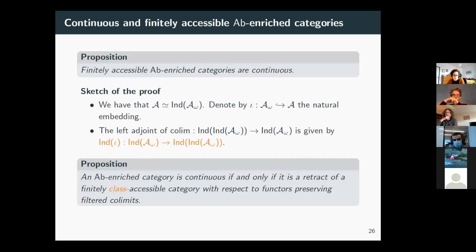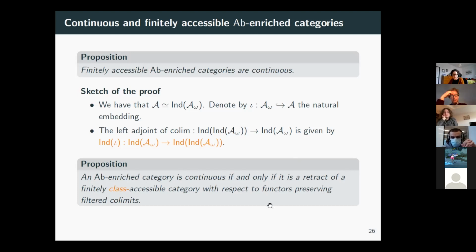And this is a first step to prove the following proposition, which is a characterization of continuous enriched categories: an enriched category is continuous if and only if it is a retract of a finitely class-accessible category with respect to functors preserving filtered colimits. Why class here? By finitely class-accessible category, we mean just a finitely accessible category where we are allowing the finitely presentable objects to be a proper class and not necessarily a set. That's the only difference. So what we are proving here is that an enriched category is continuous if and only if it is a retract of a category of the form Ind of B, where B may be large.